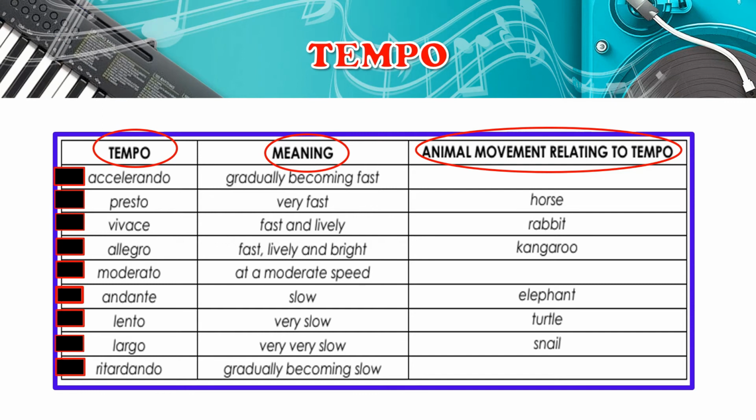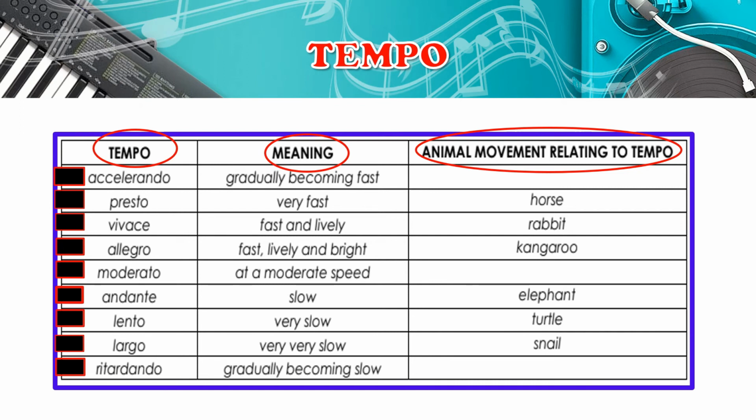But have you noticed? It's not too fast, not also too slow, just moderato. And the next one, we have andante. In English, it means slow. Andante means slow. Try to imagine an elephant walking. Okay? That is andante.